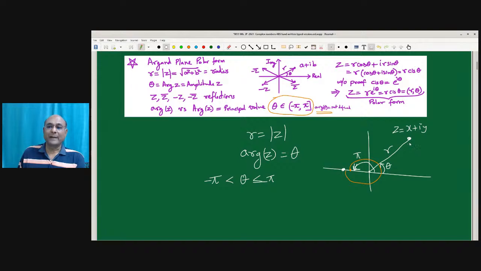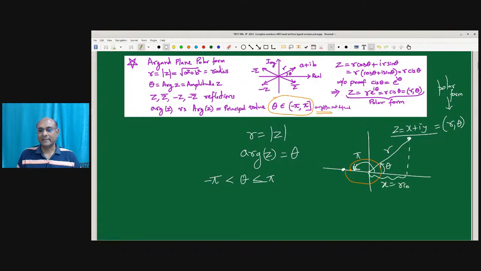Now, whenever we talk about z, if this is r and this is theta, we can also write this as (r, theta). We call this polar form. Sometimes people want to do this a little better. They say, okay, this thing is x, but r cos theta is x. This thing is y. r sin theta is y. So you can write z as r cos theta plus i times r sin theta, or we can write it as r times (cos theta plus i sin theta).